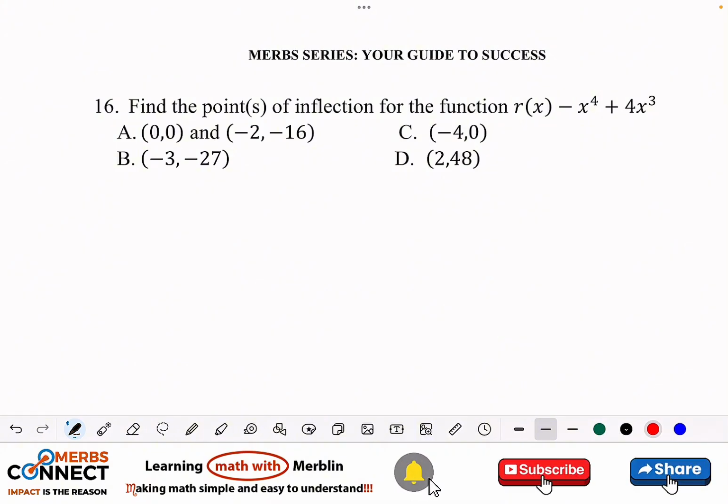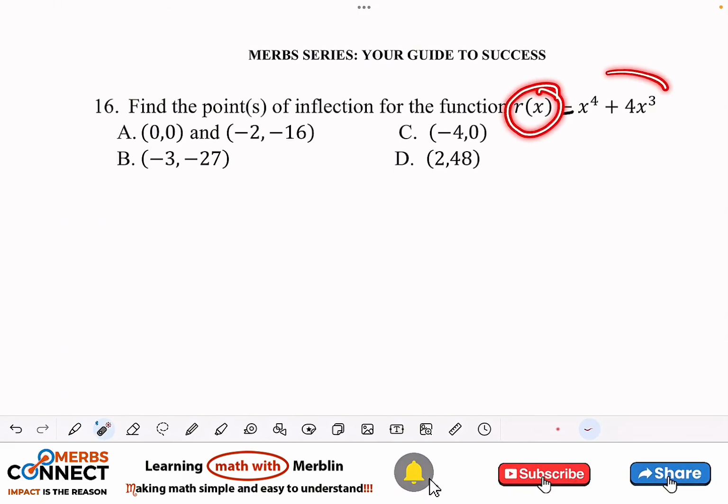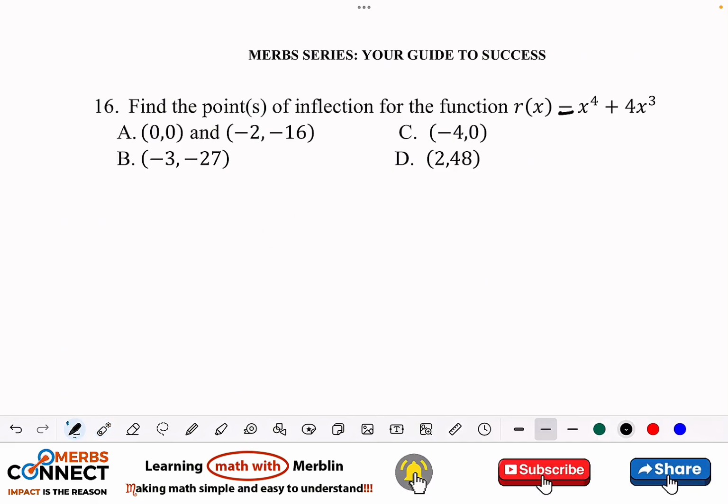Now let's look at question 16. Okay. So we have r of x, which is equal to this, and we want to find the point of inflection. So for point of inflection, the second derivative must be equal to 0. So if that's the case, then we need r prime prime.